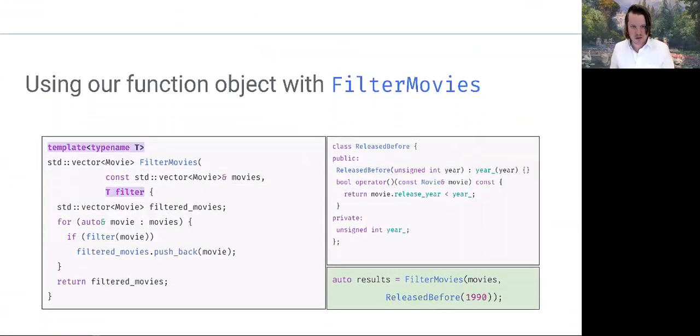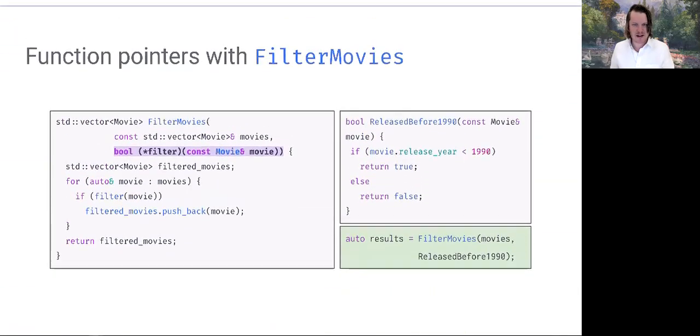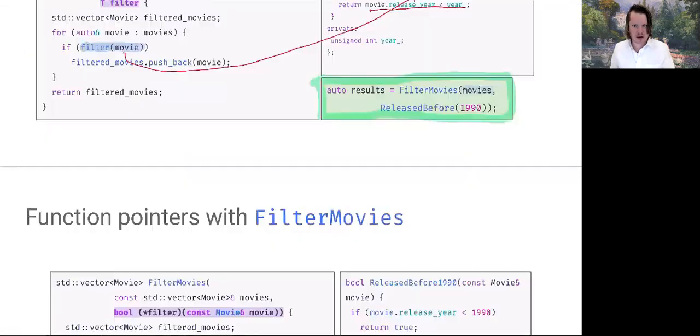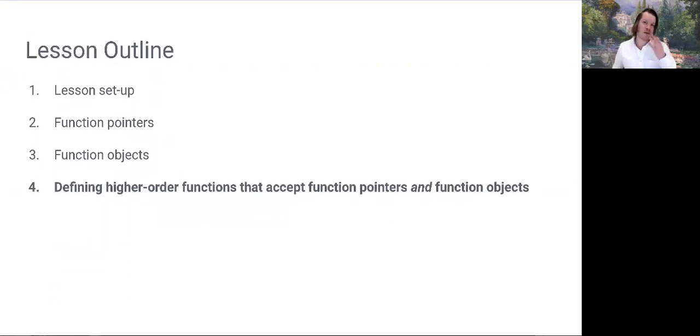So let me see where this is going. Okay, I think I added this slide here a little bit prematurely. So let's go ahead and jump into defining higher order functions. We're going to review the two parameters needed for the filter movies function to accommodate function pointers versus function objects. And then we'll talk about the standard template library function type, which can handle both of these types of objects being passed to it, the function pointer type and then the function object type. So with that, see you in the next video here.